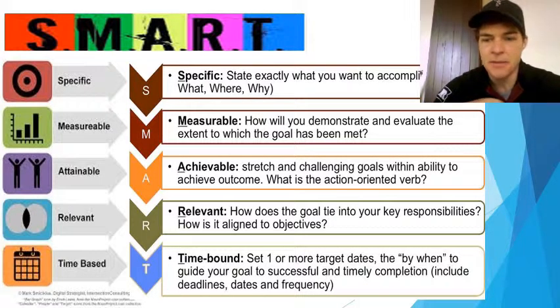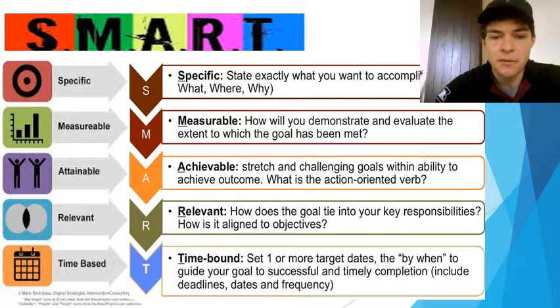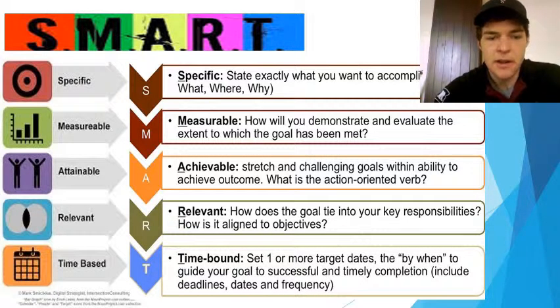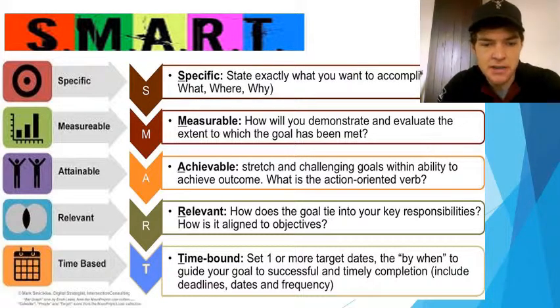Measurable: how you demonstrate and evaluate the extent to which the goal is being met. If you're specific, and you want to have increased market share by 10%, then you know it's measurable because it's an actual figure you can give to it. Attainable or achievable: stretch and challenging goals mean the ability to achieve the outcome. You shouldn't set a goal that's out of reach that you can't actually complete. It's obviously not going to be a SMART goal or a SMART plan.